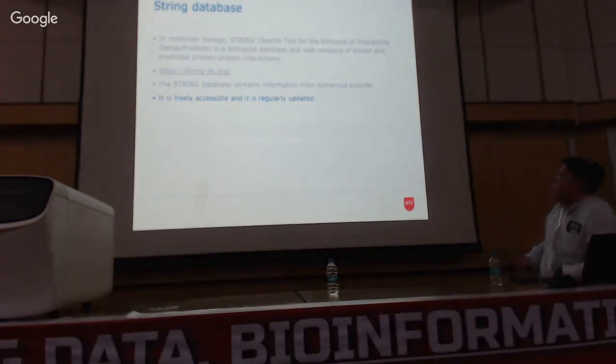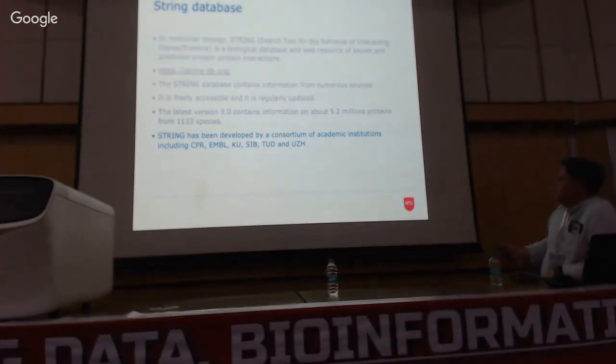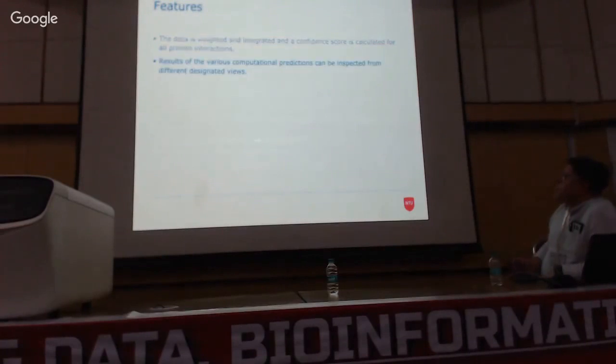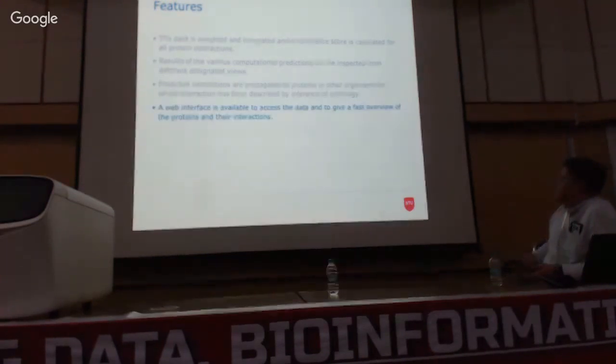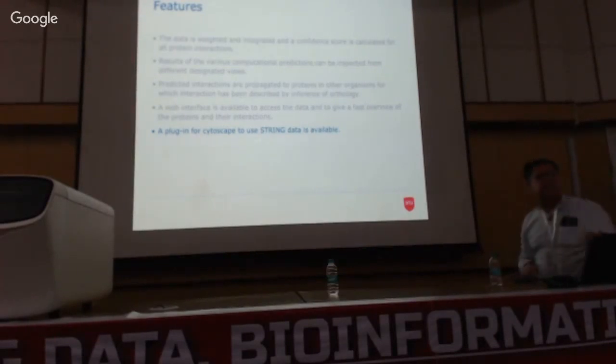So this is free, contains information from multiple sources. It's been developed by a consortium of a number of institutions. Data is weighted, integrated, results of various computational predictions can be inspected, and these are propagated to proteins in other organisms. It's a plugin for Cytoscape, so I'll cover Cytoscape tomorrow. But Cytoscape is a way of visualizing, mapping them out, and creating networks.